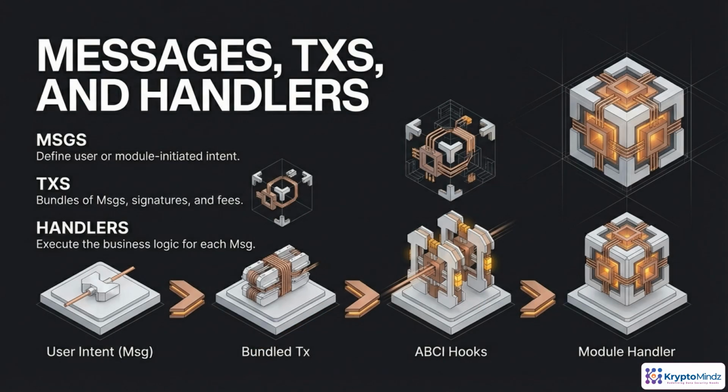In the Cosmos SDK, everything a user wants to do starts as a message. A message is just structured intent. Mint a token, send funds, update some state. Multiple messages, plus signatures and fees, are bundled into a single transaction. Consensus only sees transactions, but your modules mostly care about the messages inside. Handlers are where messages become behavior. Each handler runs the business logic for a specific message type, updating state and emitting events.